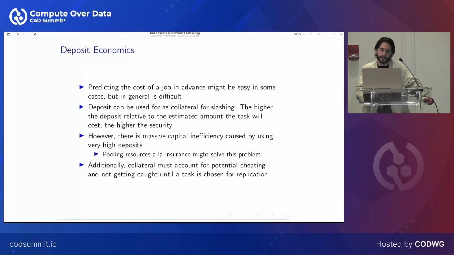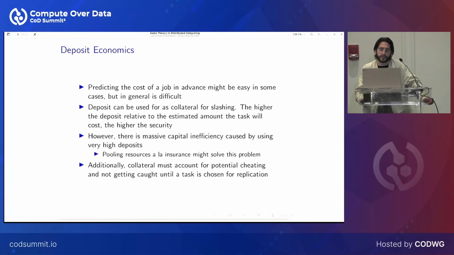So then we get to deposit economics, and predicting the cost of a job in advance might be easy in some cases, but in general it's really difficult. There are some exceptions to this. For example, if you're running inference on some AI model, you have a rough approximation of the number of operations required to do inference on a neural network and so on. But in general, it's really hard to predict. And so, this is a challenge, and this is why even per job and per time pricing have these kind of internal issues.